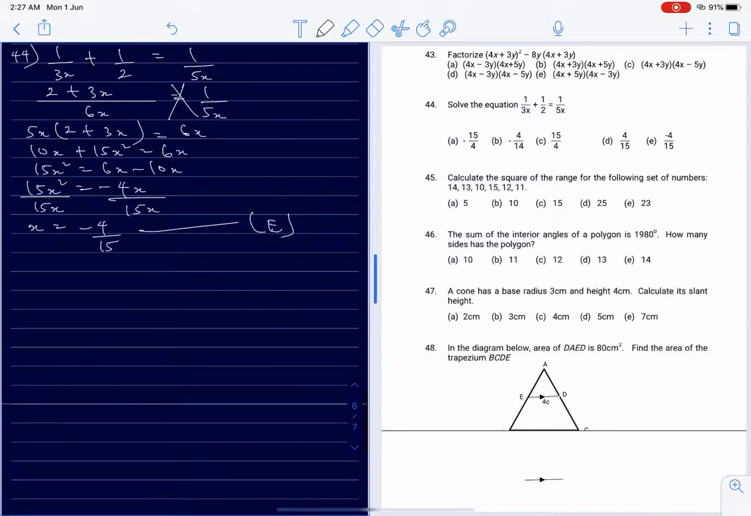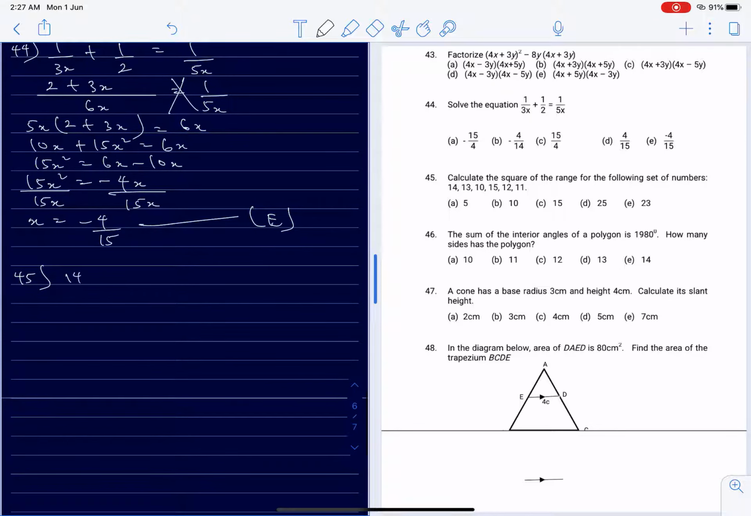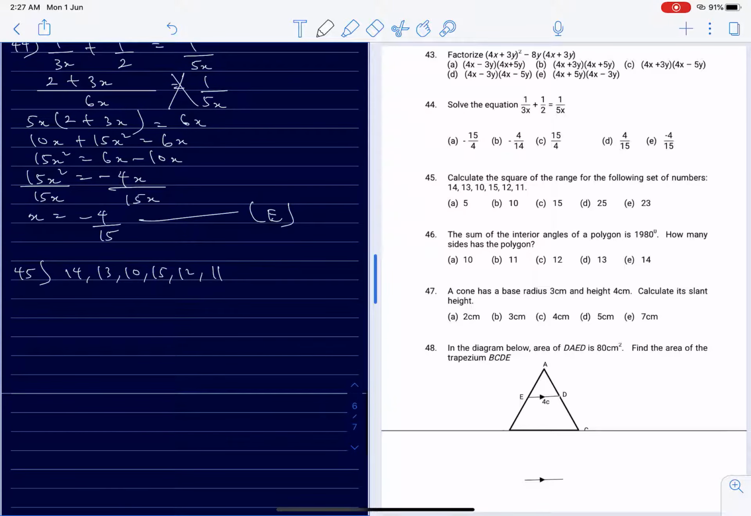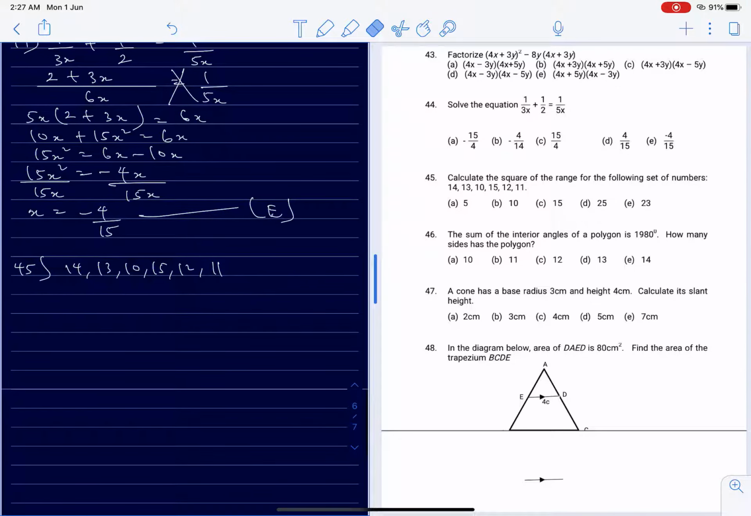Now to the next question, 45. Calculate the square of the range for the following set of numbers. Range is largest number minus smallest number. So if the numbers are 14, 13, 10, 15, 12, and 11, the range is going to be highest value minus lowest value. The highest value is 15 and the lowest value is 10. So the range is 5.